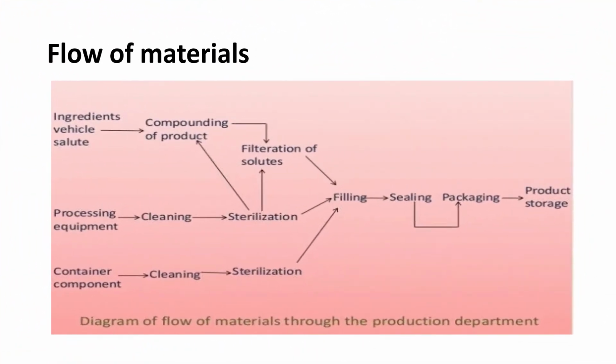This diagram will show you the flow of material. While beginning the process, you have to take three things into account. First is the raw material, second the processing equipment, and third the container component. All of them together contribute to the total sterility of the product.